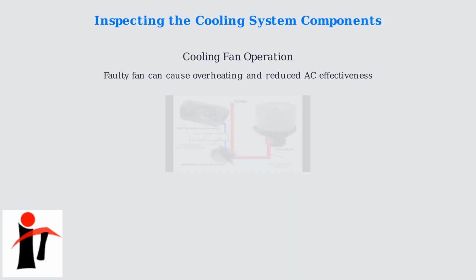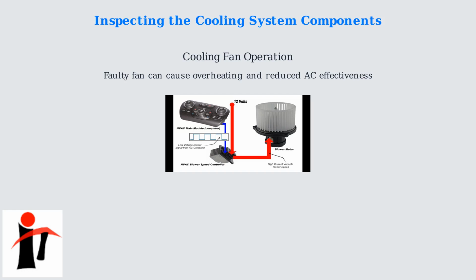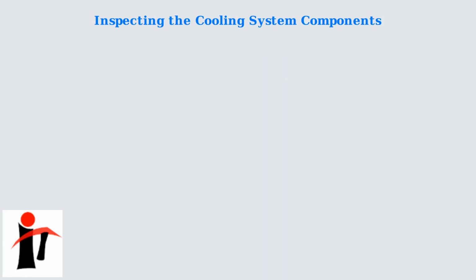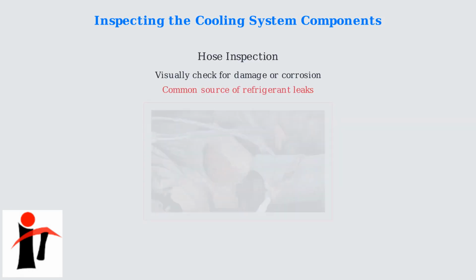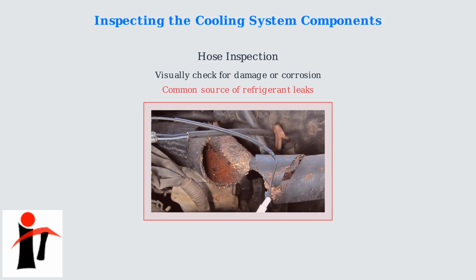Check the cooling fan operation carefully. A faulty cooling fan can lead to overheating of the system and reduced AC effectiveness. Finally, visually inspect all hoses for any signs of damage or corrosion. These are common points for refrigerant leaks, which can severely impact cooling performance.